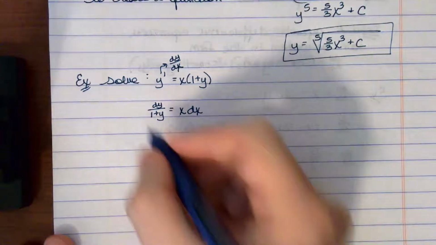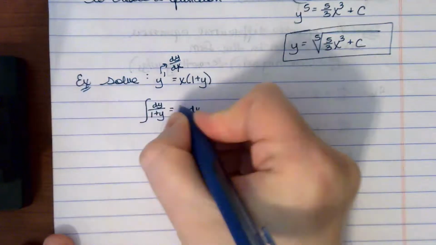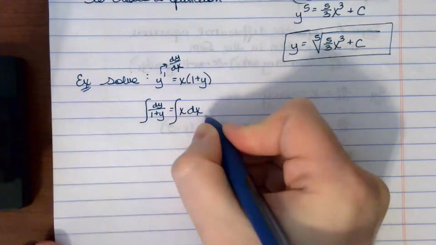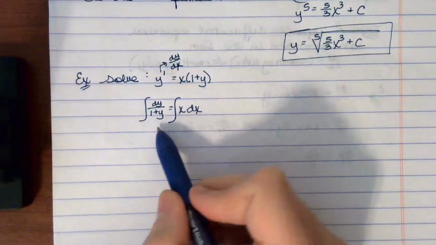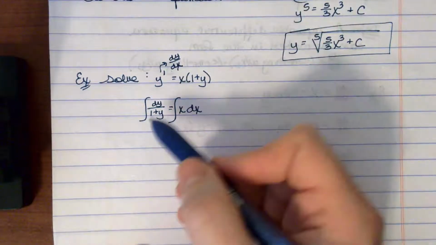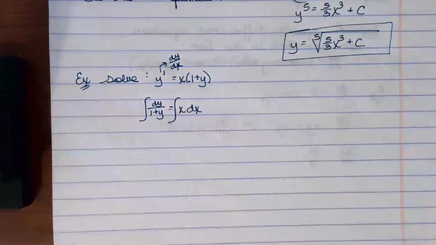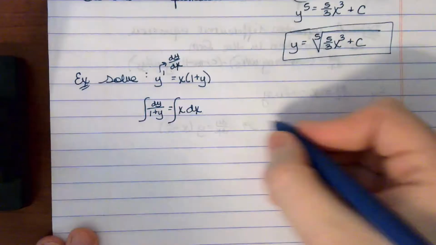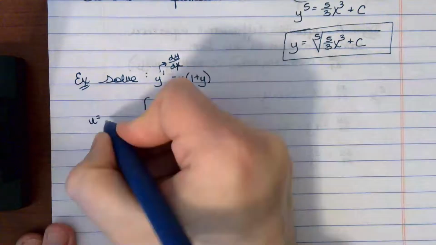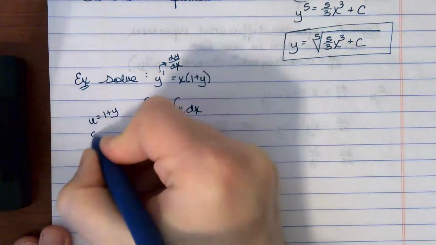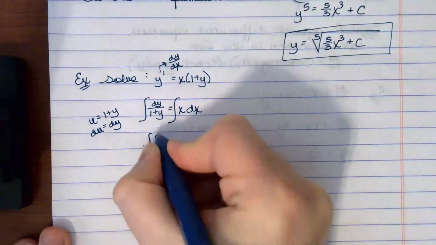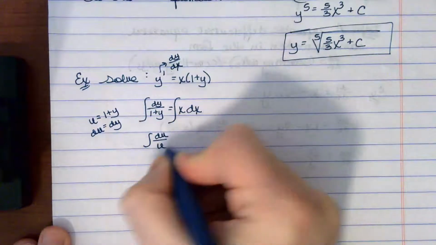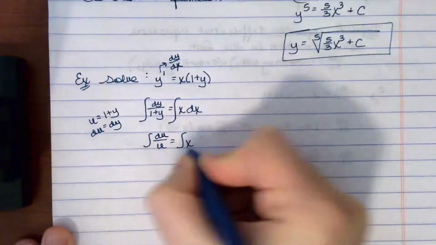I'm now going to integrate. I think the right side should be very easy, but I think the left side is going to require a u substitution. To integrate the left side, what's u and what's du? Well, I think my u over there is 1 plus y. Its derivative du is just 1 dy, so the left side is just du over u. The right side is just the integral of x dx.